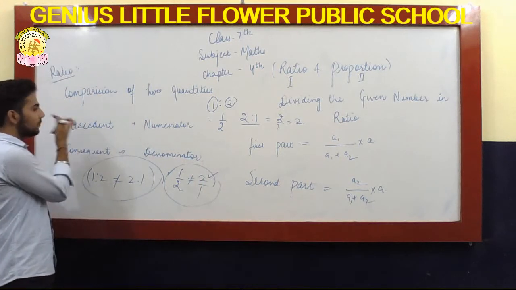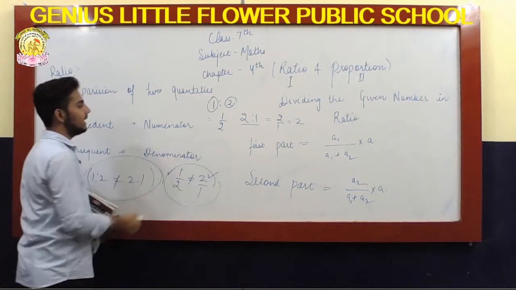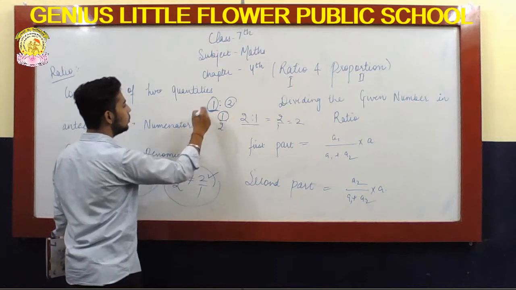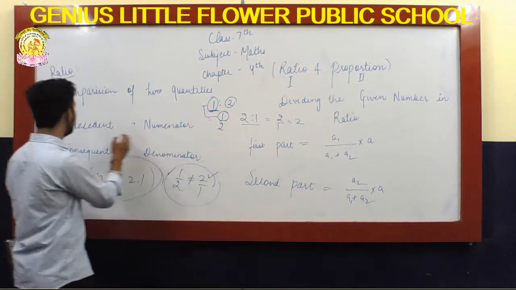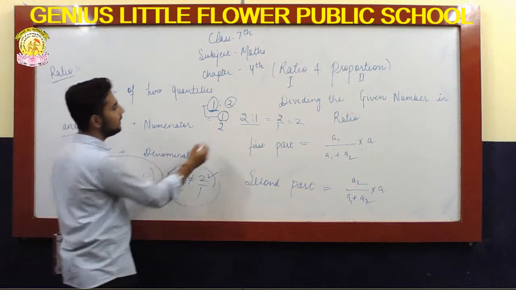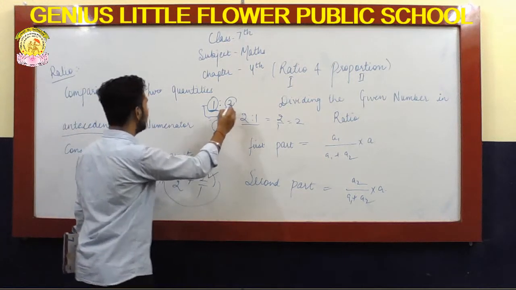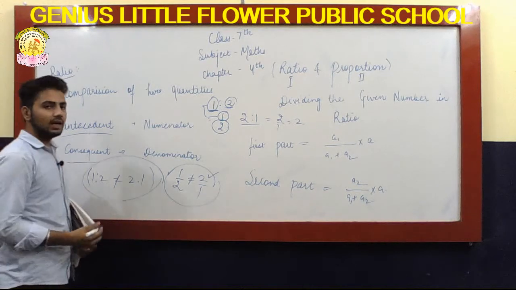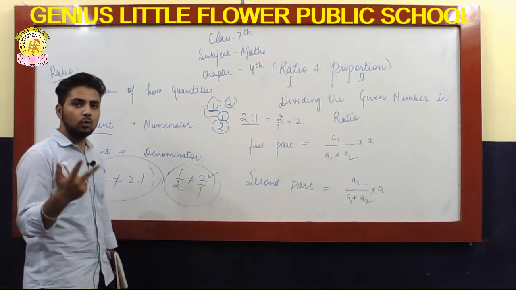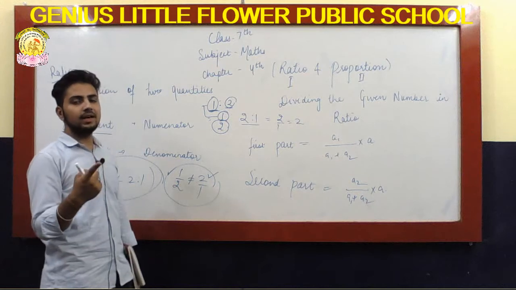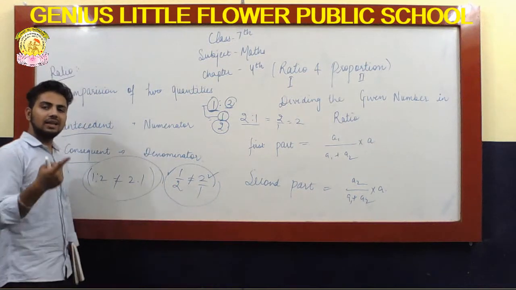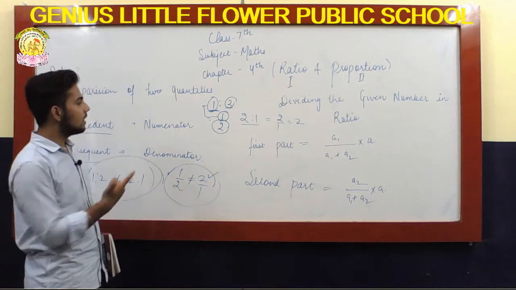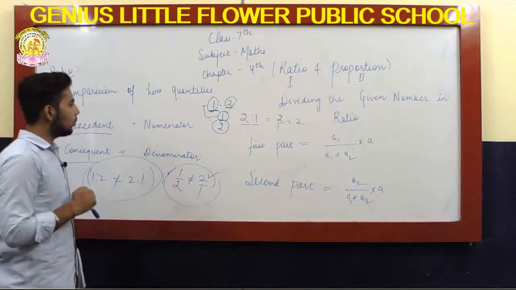Generally the numerator term means the left hand side term. You can consider the numerator as the antecedent, and the denominator term, the right one, is considered to be the consequent term. So a ratio consists of two main portions: first is antecedent and second is consequent. The left hand side term is called antecedent and the right hand side is called consequent.